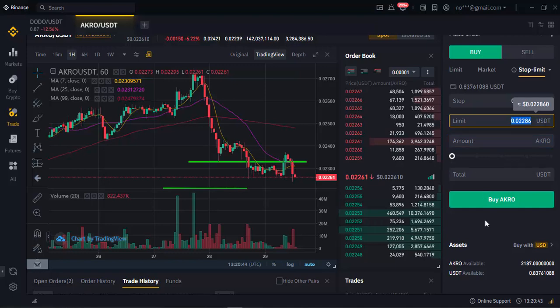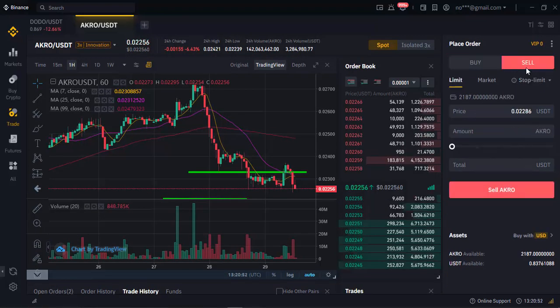Now let us set up a very quick sell order, also using the stop limit. So what do we do? We switch back to sell.